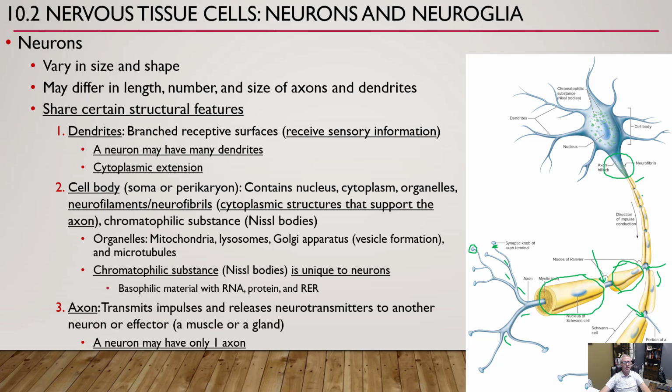So myelin sheath, myelin sheath, myelin sheath. Node of Ranvier, node of Ranvier, node of Ranvier. So those gaps are called nodes of Ranvier, and those yellow sheaths are called myelin sheaths. And in the peripheral nervous system, they are produced by Schwann cells. Now, in the central nervous system, they're produced by something else, and we'll talk about that later on.